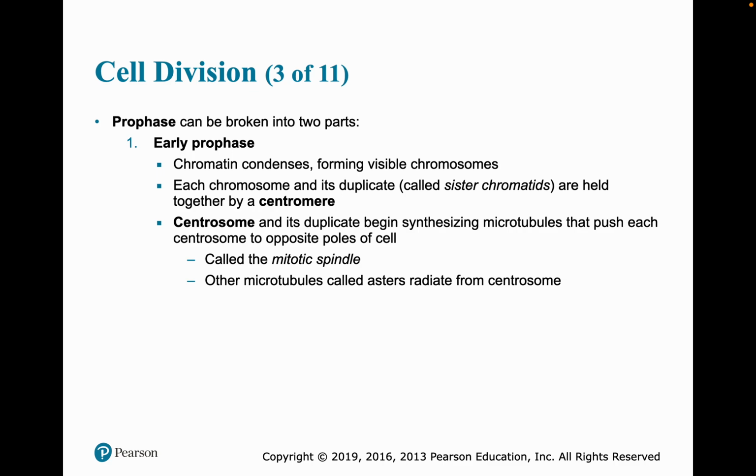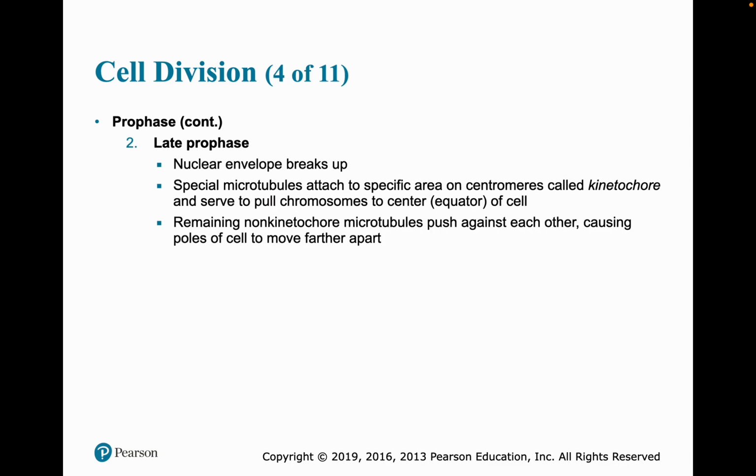Prophase is all about preparing for dividing the nucleus. So chromatin condenses, giving us chromosomes. Those chromosomes are two sister chromatids held together by a centromere. The centrosome and its duplicate begin synthesizing microtubules that push each centrosome to opposite poles. It's called the mitotic spindle. There are also other microtubules that form around the centrosome.